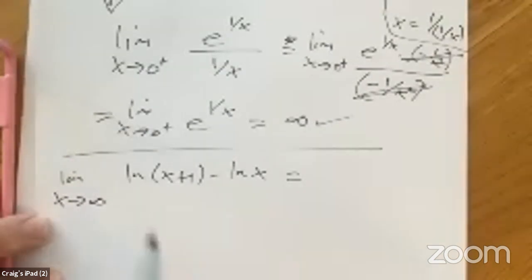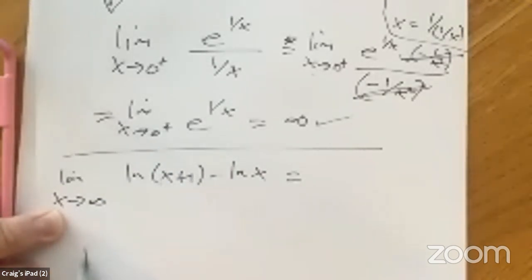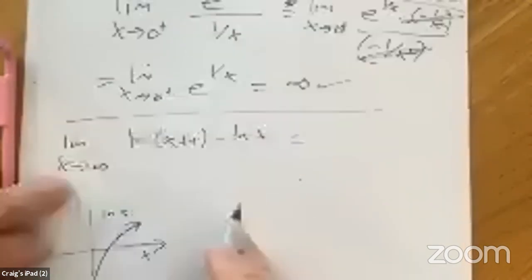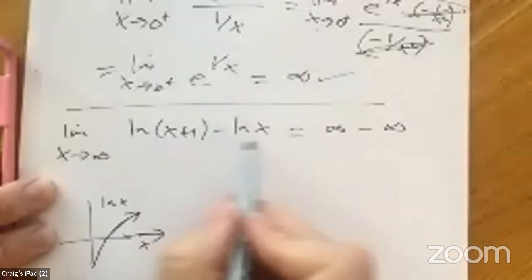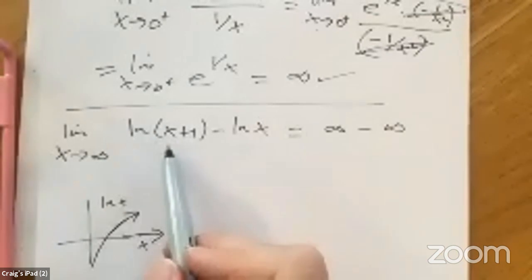Okay, so as x gets larger and larger and larger, I have the natural log of something larger and larger and larger, minus the natural log of larger and larger and larger. Well, you have to know what the graph of the natural log looks like and know that it actually shoots off to infinity as x goes off to infinity if you want to solve this problem. So this is of the form infinity minus infinity. Okay, and now which one's bigger? Well, this one's bigger.